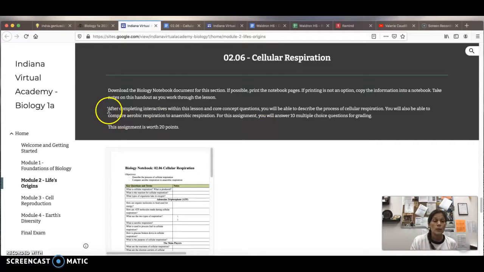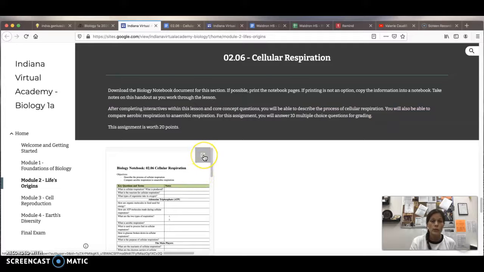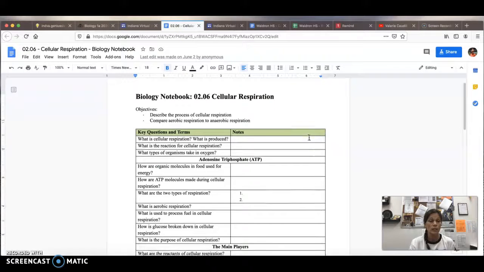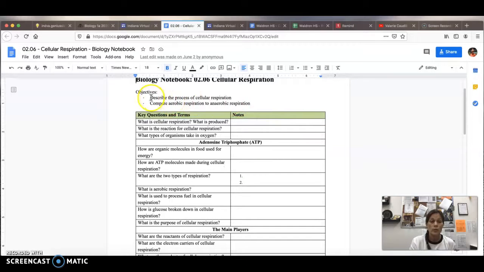Okay, after completing activities within this lesson, you will be able to describe the process of cellular respiration. You will also be able to compare aerobic respiration to anaerobic respiration. And so for this assignment, you are going to answer 10 multiple choice questions. Okay, so first thing, let's open the notes so we can get an idea as to what it is that we are looking at and what we're going to be taking notes on and learning. We are going to describe the process of cellular respiration and then compare aerobic respiration to anaerobic respiration.